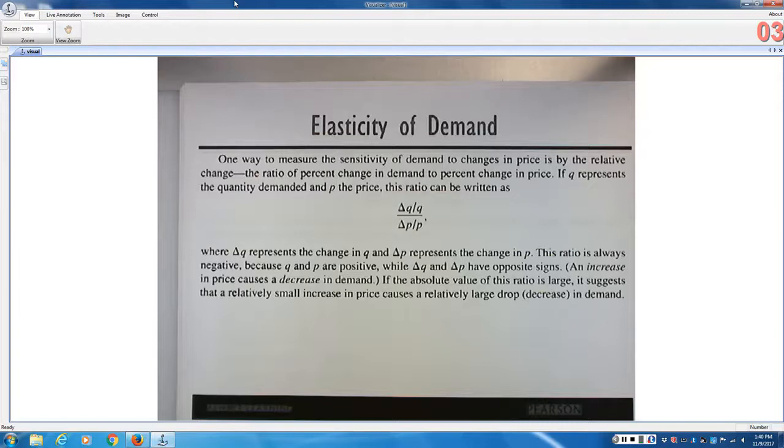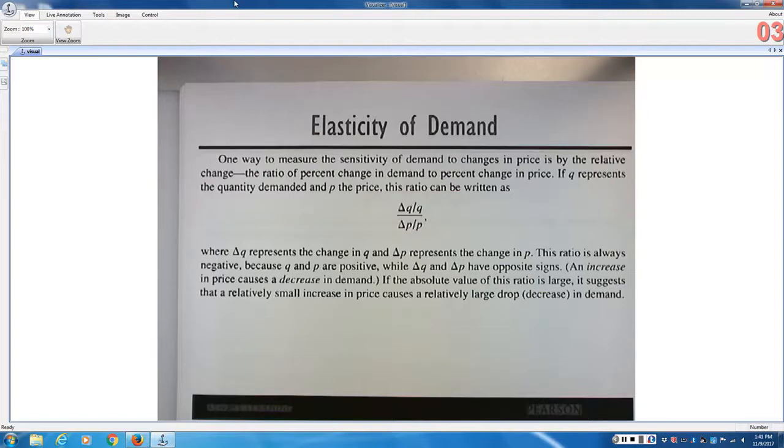And delta Q, which that little triangle is red delta, represents the change in Q. So the change in Q divided by Q represents the change in Q, and change in P turned into percentages. Basically what that means is, because Q and P are always positive, delta Q and delta P are going to have opposite signs. Either the price is going to go up, which will drive down demand, or demand is going to go up, which may lower the price.